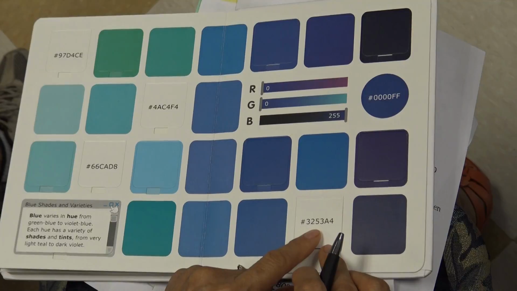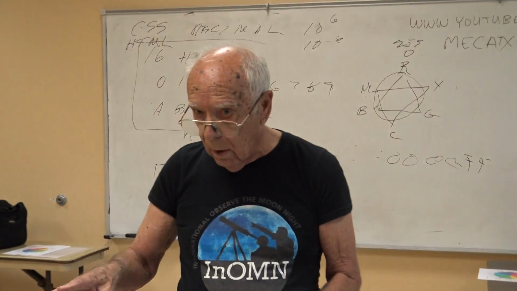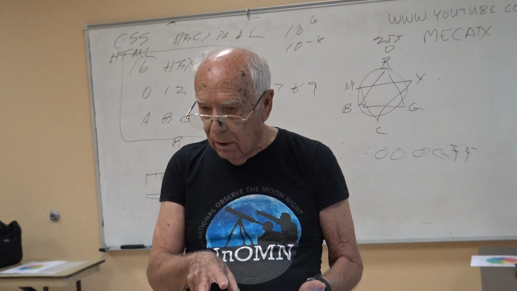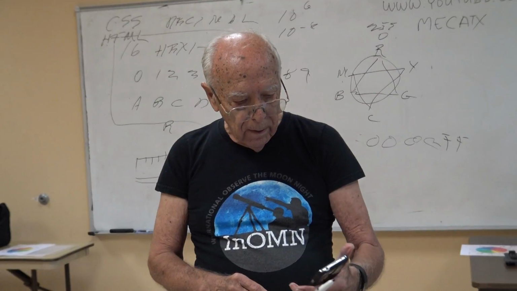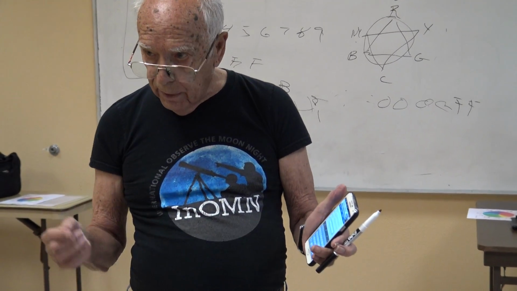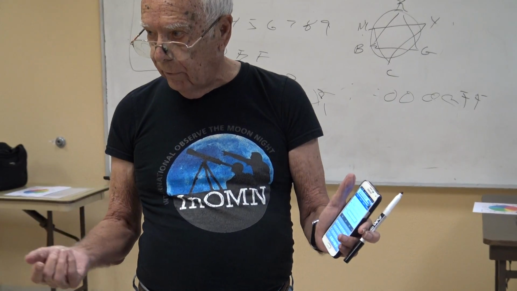Remember, it's RGB. So the first two letters are for R. The second two letters are for green. The next two letters are for blue. So this would be decimal 50. Okay, 32 in hexadecimal equals decimal 50.